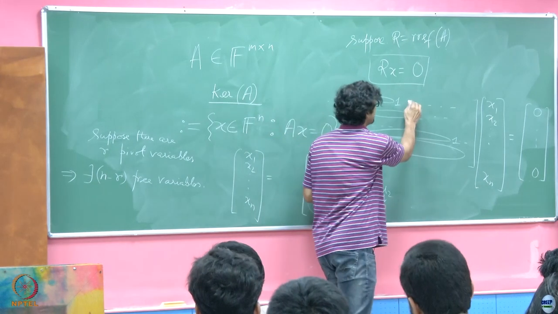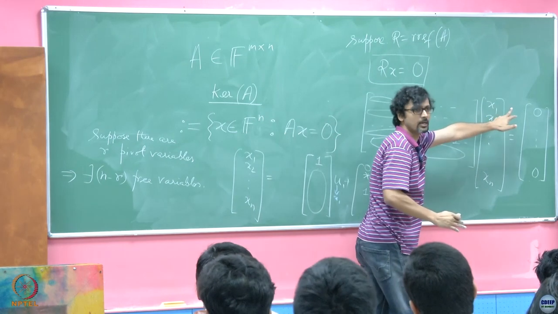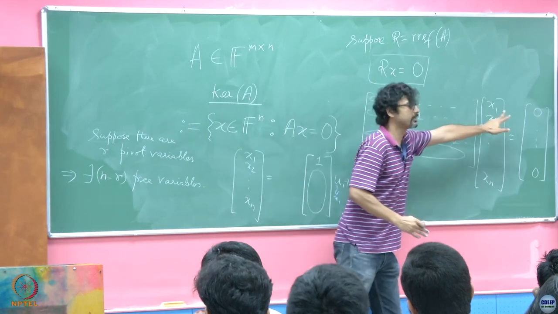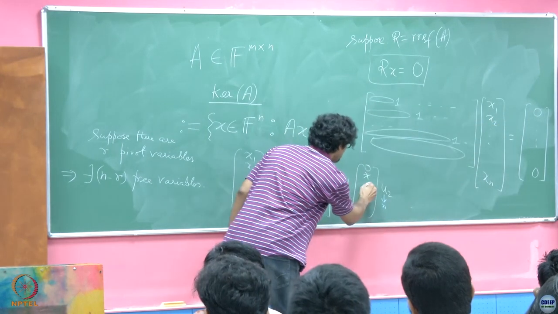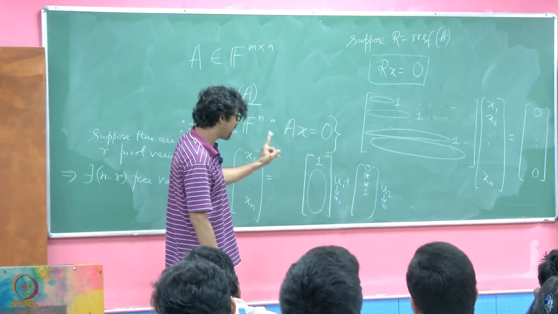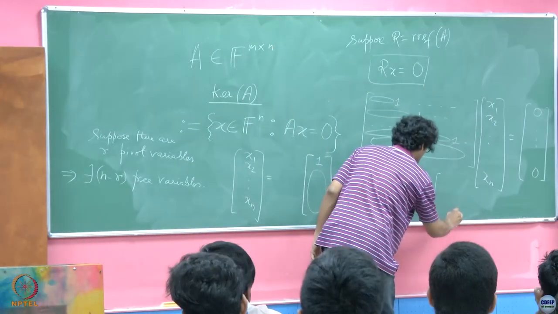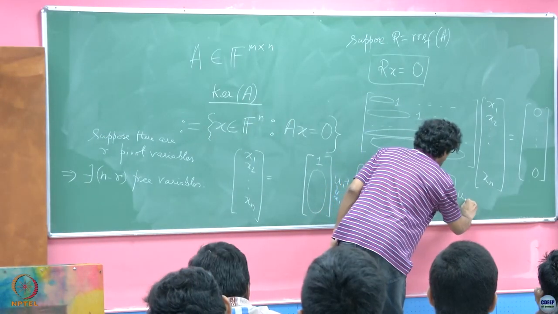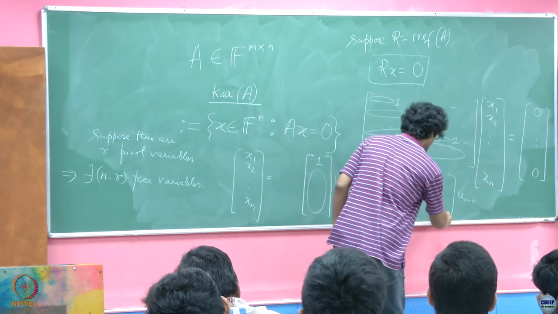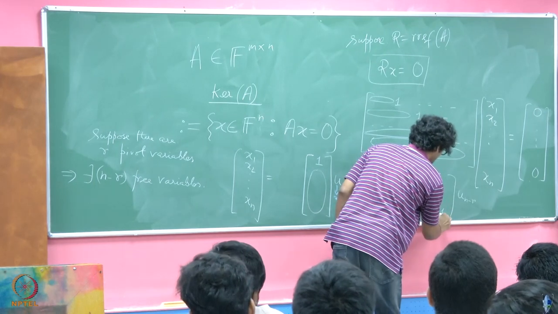So if this entry is non-zero, then this with a minus sign will appear. Are you following this? If this entry is non-zero, then this will appear with a negative sign. So this could be something like this. But the very important detail is if I carry on like this until I come to u_{n-r}, which will probably be the last variable by this.